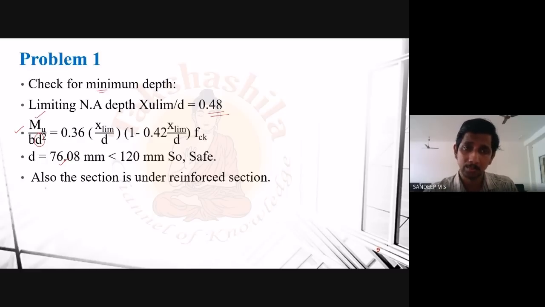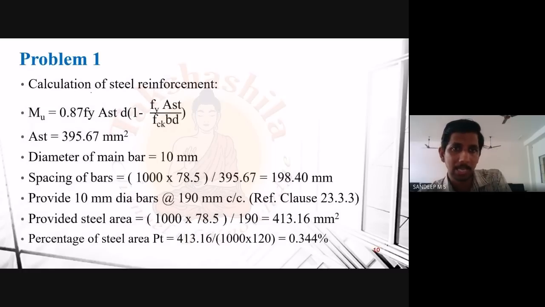So what can we do? We can proceed with the remaining. The section is safe. Now what we will do is calculate the steel required. So in this case, how do we calculate the value of steel required?